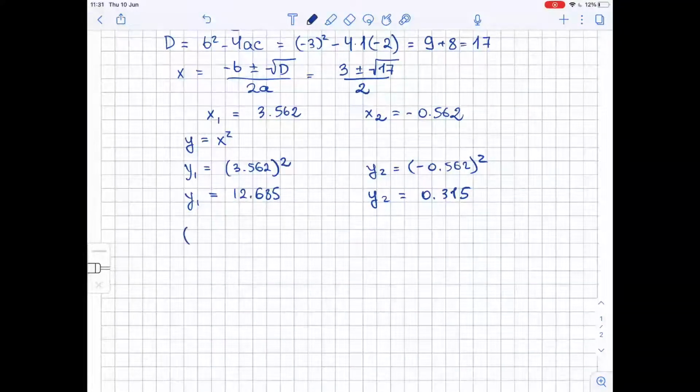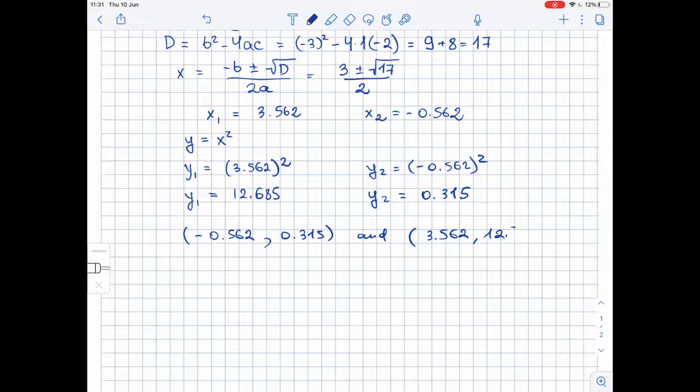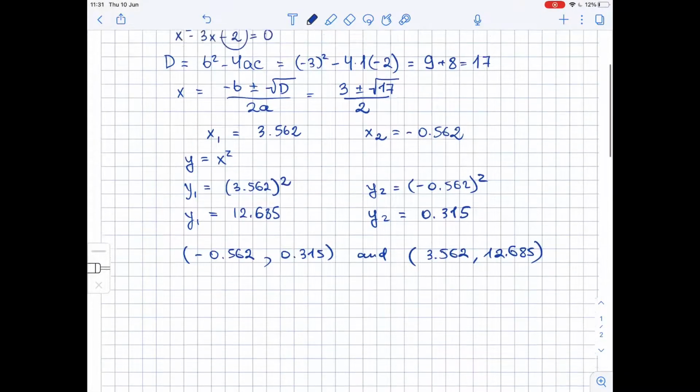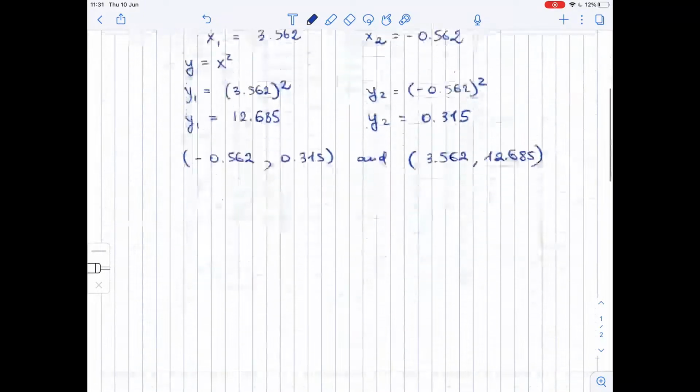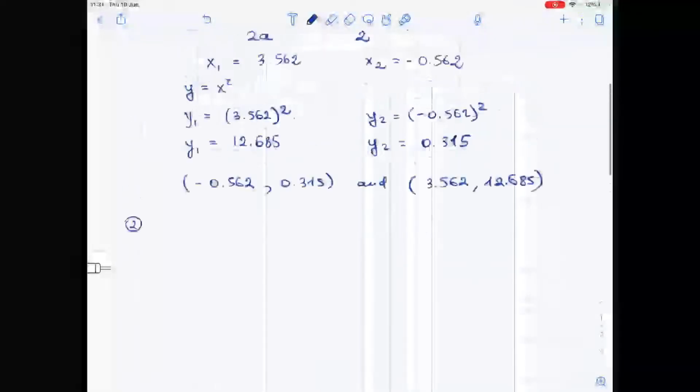The first solution is negative 0.562 and 0.315, and the second solution is 3.562 and 12.685. Well, great. Now let's try to find the same solutions graphically. To do that, we need to graph the line for our linear equation and also the parabola for the quadratic equation. Let's see how we can do it.